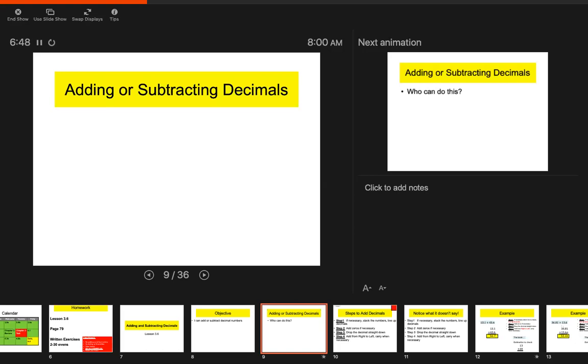Step 2, go. Then you figure out what operation. Well, let's just say we're adding. Okay, then you do what? But you figure out what operation. You're adding or subtracting. Well, how do you add or subtract?